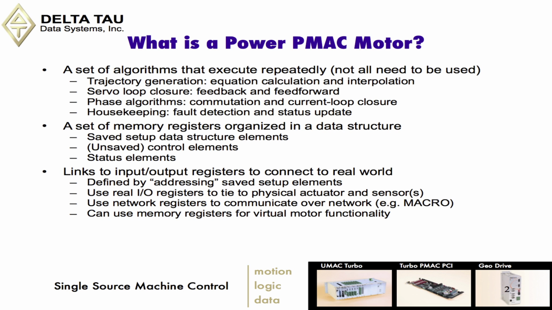So there's a set of memory registers organized in a data structure. The saved setup data structure elements. There's unsaved control elements for the motor. And then there's status elements for the motor. For example, fatal following error for a motor is a status of the motor.